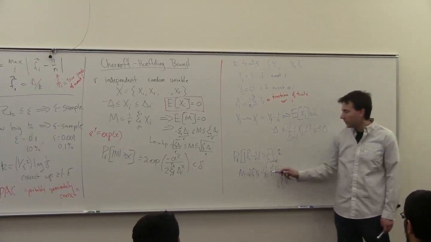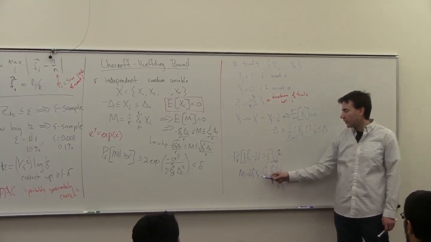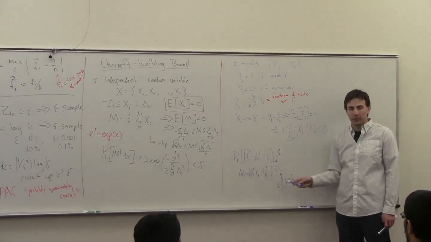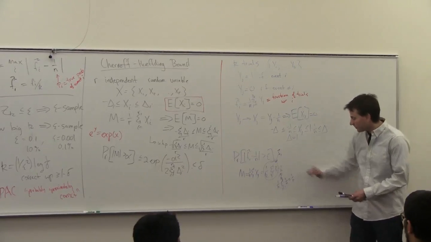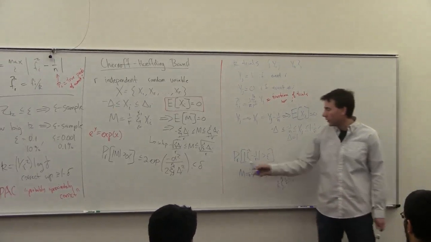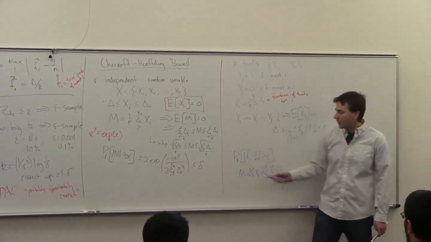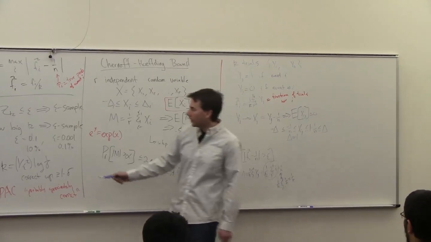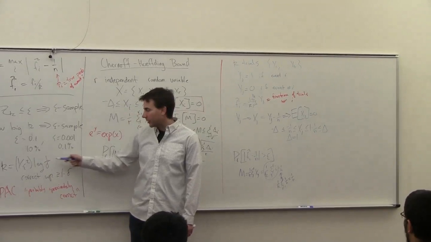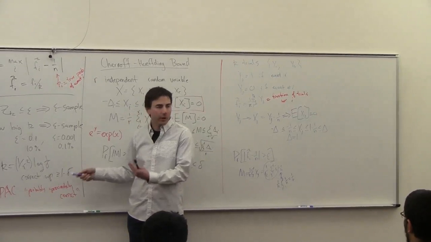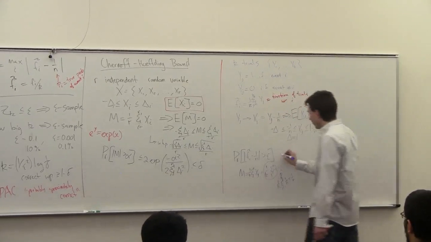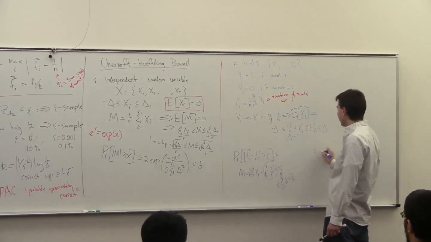So this average of these x_j's is exactly m, and it's exactly this term I want to estimate. Now I want to say the probability of more than epsilon error is less than delta. I have at most epsilon error with probability at most delta, or I'm correct with probability 1 minus delta. So I want to say this is less than delta.